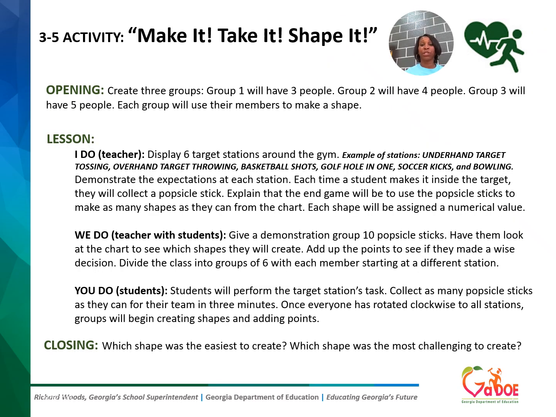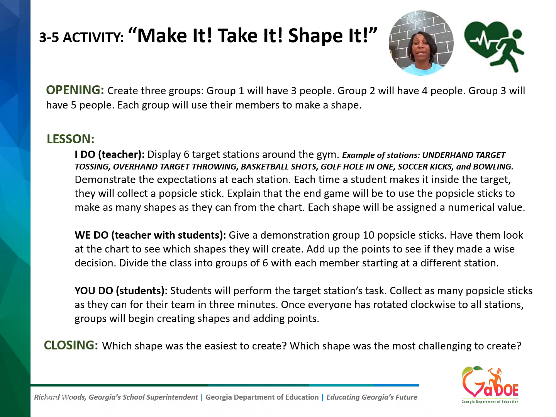One of the activities I do for 3rd through 5th grade incorporates math and art. This activity is called Make It, Take It, Shape It. With the opening, what I do is create 3 groups. Group 1 will have 3 people, Group 2 will have 4 people, and Group 3 will have 5 people. Each group will come out in the center of the floor using their members to make a shape.